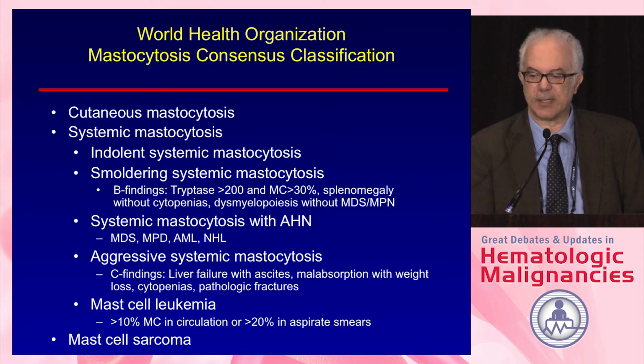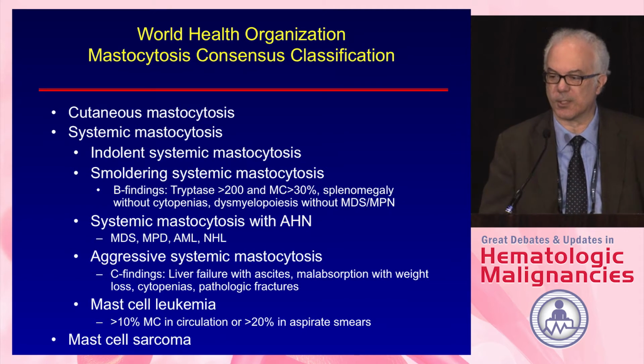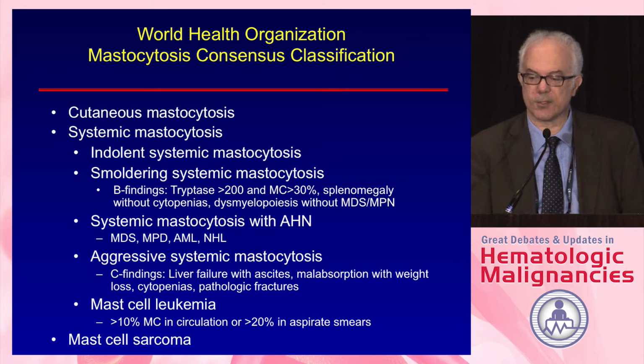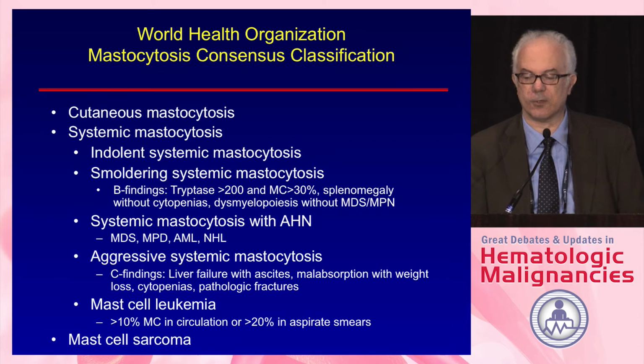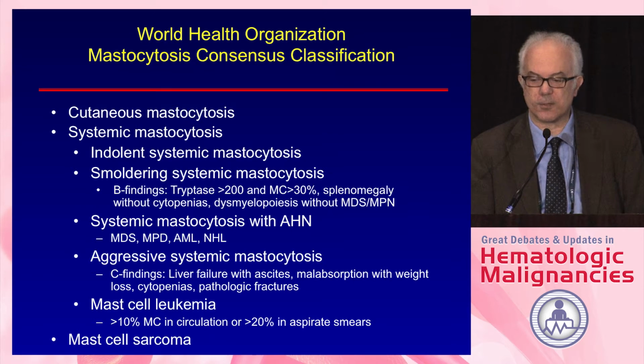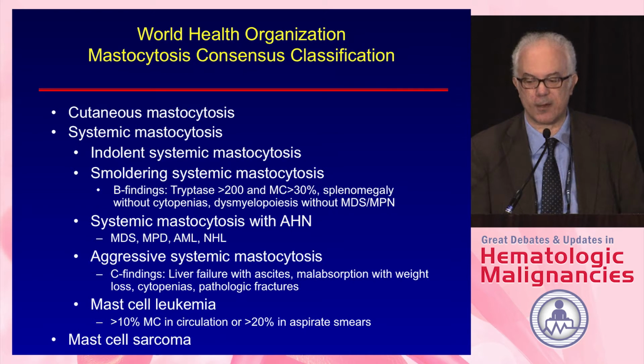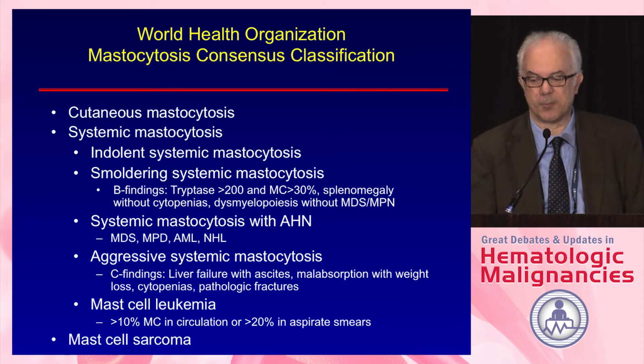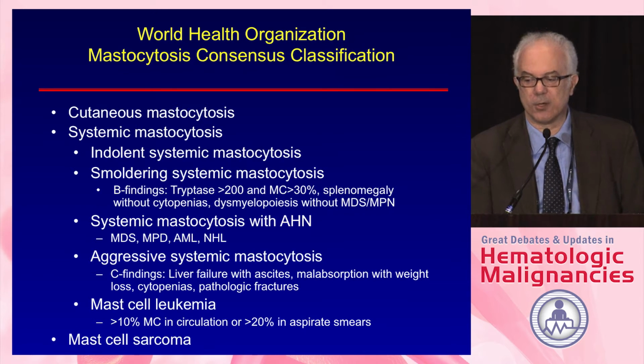And then there are the more advanced variants, such as mastocytosis associated with a hematologic neoplasm, and those are mainly myeloid in nature, myelodysplasias, myeloproliferative syndromes, occasionally a non-Hodgkin lymphoma or a plasmacytic disorder. And the aggressive mastocytosis that presents with organ failure and a mast cell leukemia, which is very rare, with greater than 10% mast cells in circulation, or greater than 20% in aspirate smears, and the smear is the keyword here, not the biopsy.